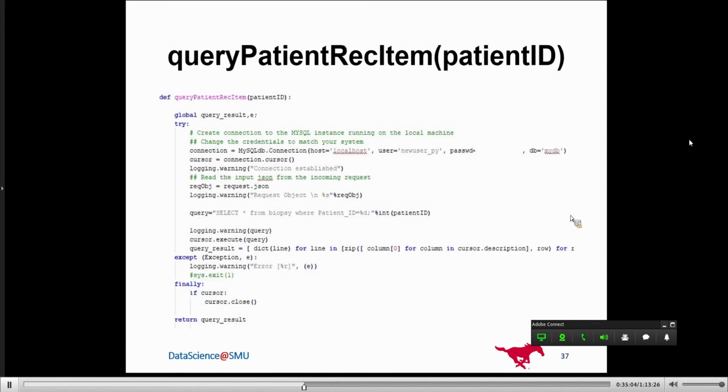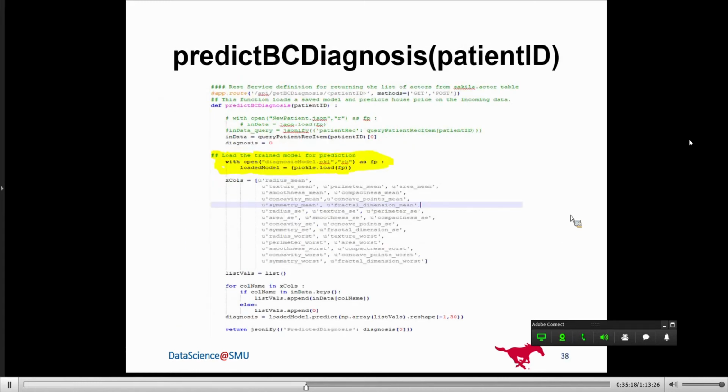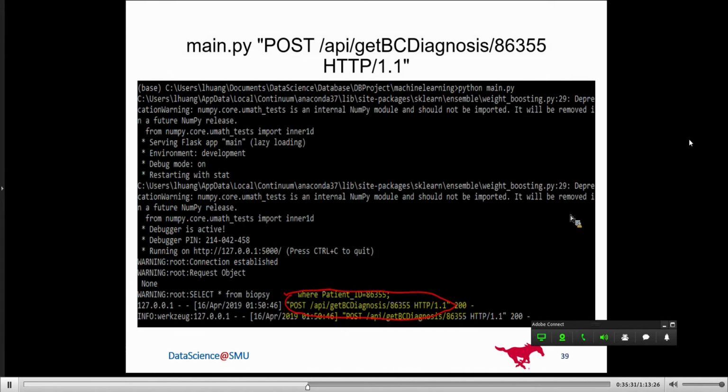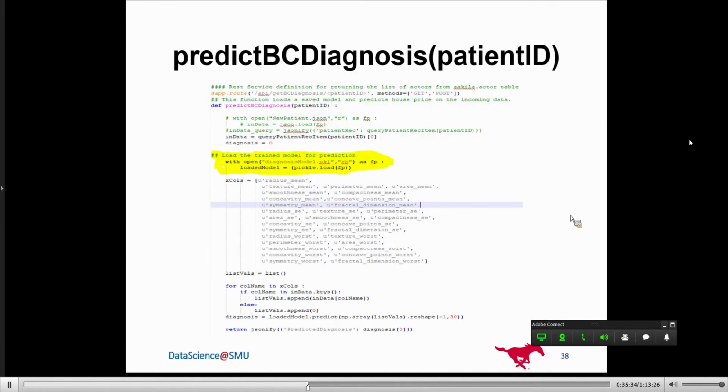Also, we are able to build a REST service on one side, and then use Postman or the browser to send a request. Using the patient ID, we query the database to get the original data, and then we apply the trained model, get the diagnosed result, and send it back. So this is the code for that.